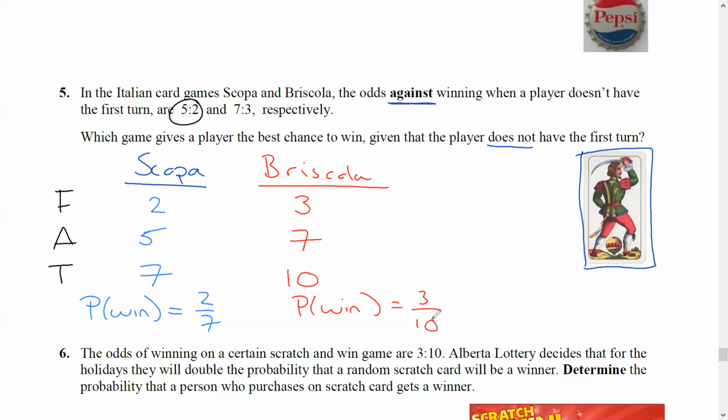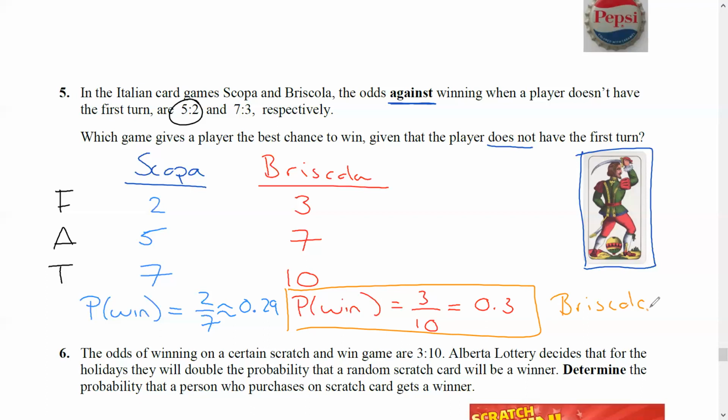And now, if I want to turn these into decimals, I know this one here is 0.3, and Scopa is about, again, this is why I don't like rounding, but I'll truncate right there, it's about 0.29. Okay, so which game has the better chances of me winning? Briscola. Okay, box your answer and maybe write me a sentence. Briscola better.